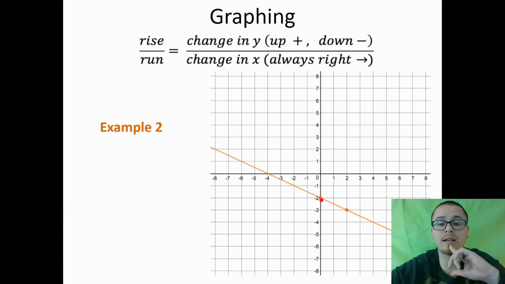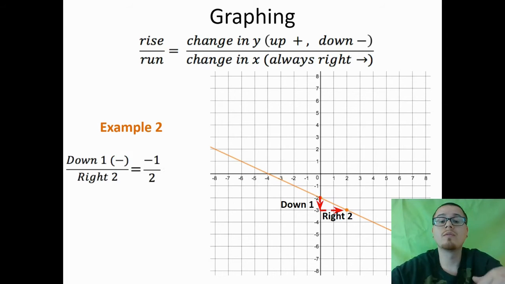I wanted to get to the y-intercept at negative 2. I go down 1, 2, 3 over 6. That would be negative 3 over 6. That reduces to negative 1/2. Is the same slope. So equivalent fractions is important to know here.